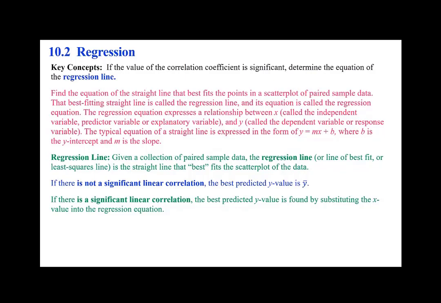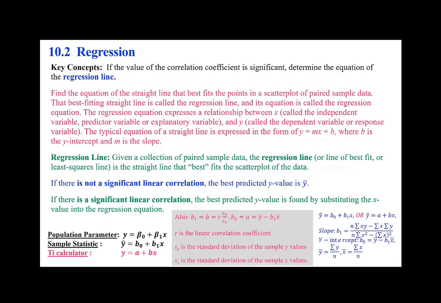And remember, y depends on x. X is the independent variable, also called the predictor. Y is the dependent variable, also called the response variable. If there is no significant linear correlation, then we always use y bar to predict any x value. With that being the case, there's a formula here.